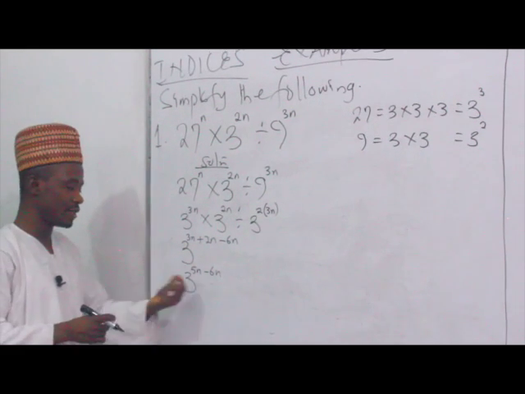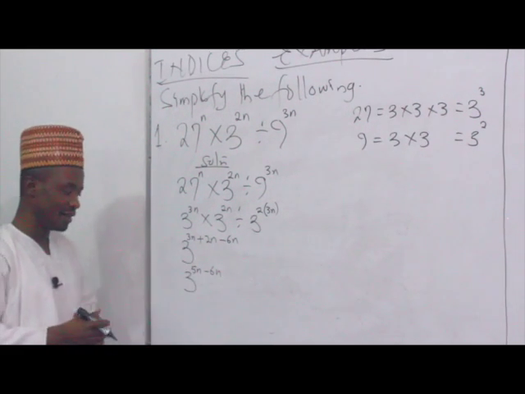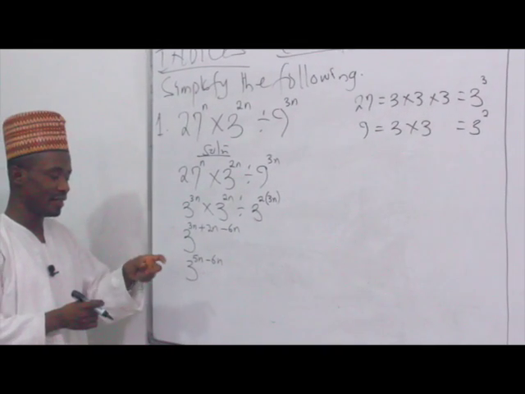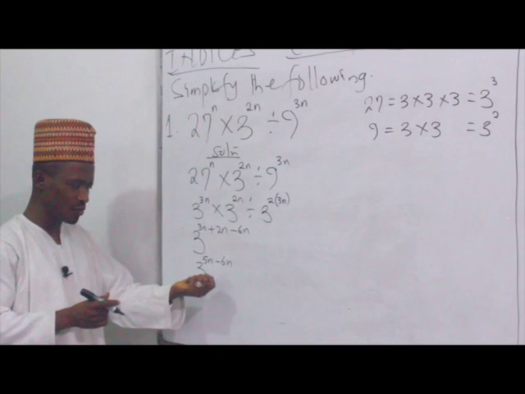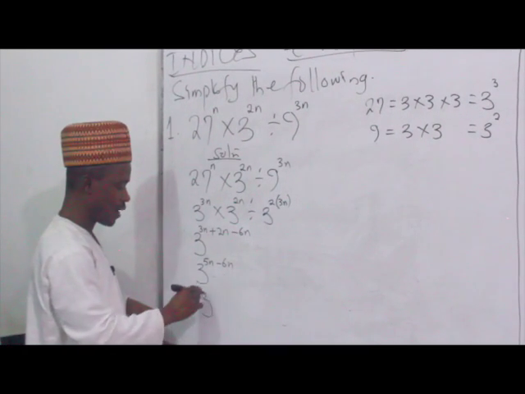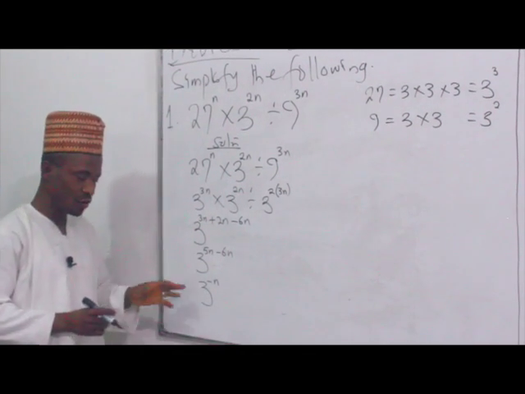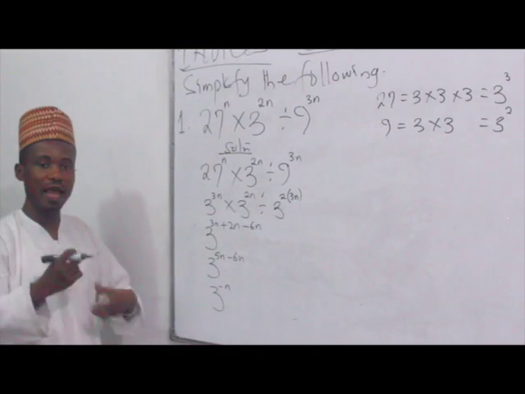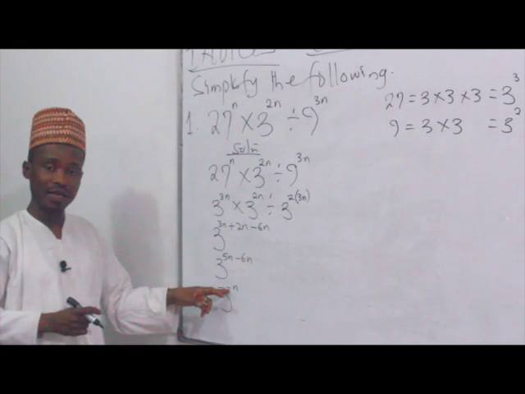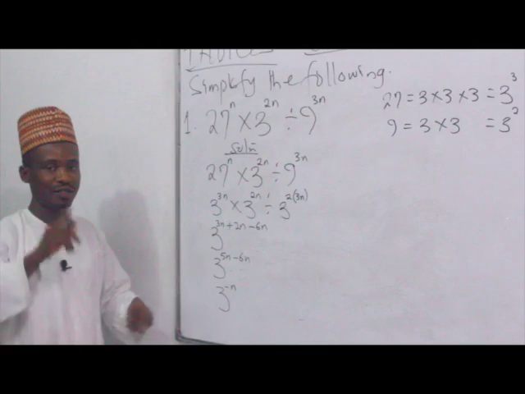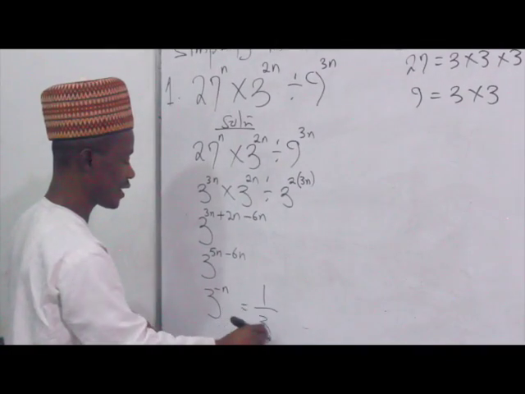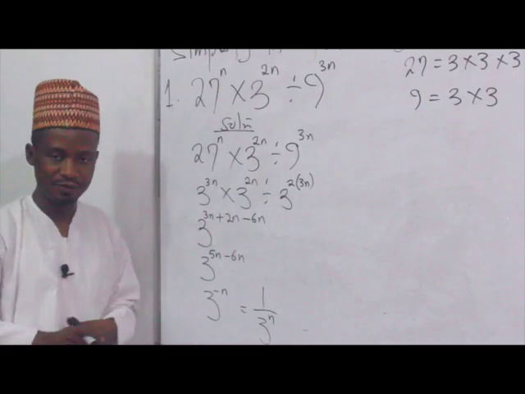Supposing it's 6n minus 5n, we would have said the result is n. But now this is 5n minus 6n. Then the result will be negative because we are subtracting a large value from a smaller one. So this will be 3 raised to the power of minus n. Considering one of the laws of indices, a raised to the power of minus n, to do away with this negative index, we take the reciprocal. So this would be the same thing as 1 over 3 raised to the power of n.